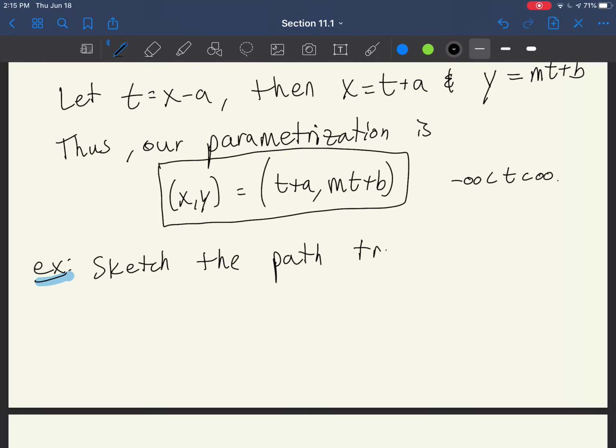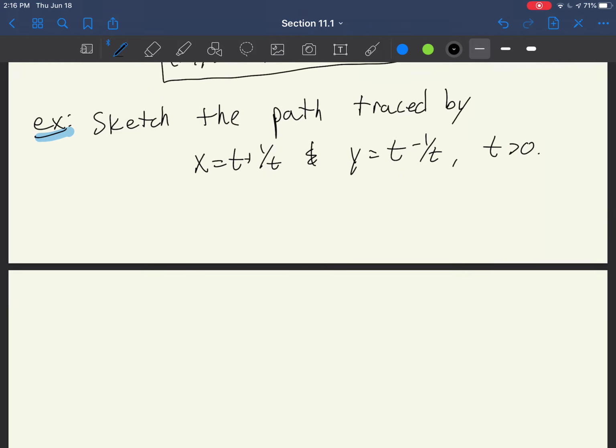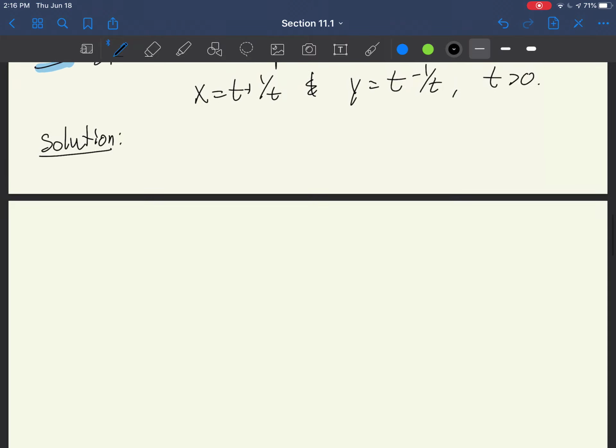Last example. Sketch the path traced by x equals t plus 1 over t and y equals t minus 1 over t for t greater than 0. So I'm going to let you work on this. Try this, and then when you're done, come back and see if you got the right answer.